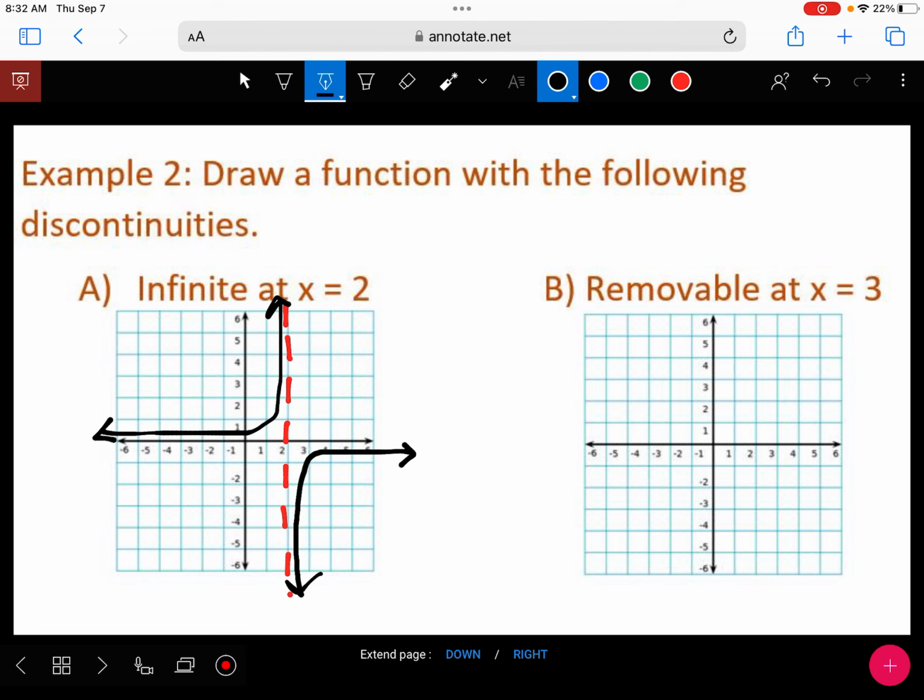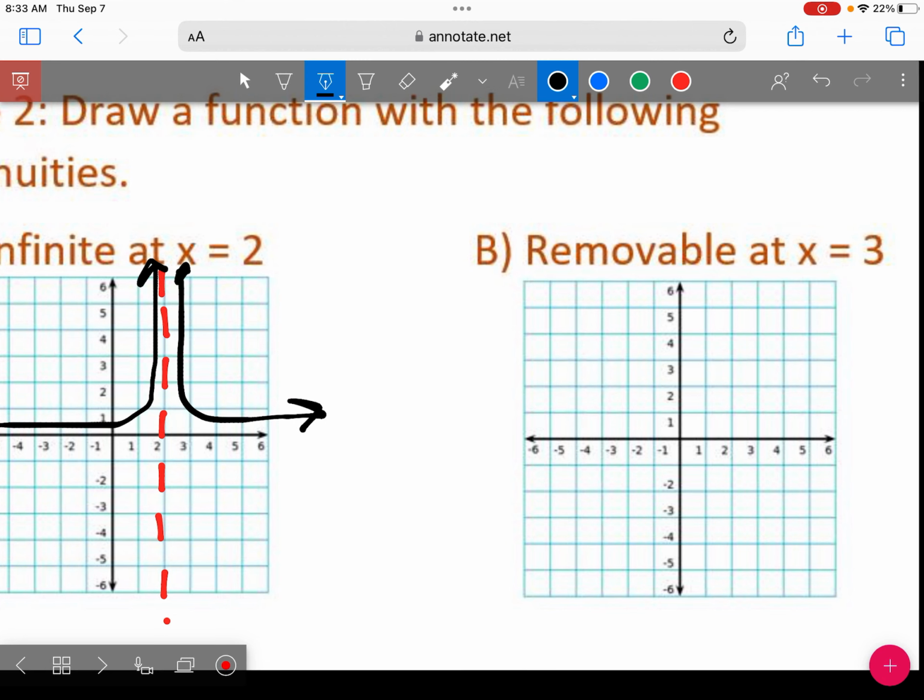That's just an example. You could also have it where they were both going up. You could also have them both going down. If you want to hold it up, I can look at it from here. That looks good. So we have to have two? I thought it was just one. You have to have two on both sides of that asymptote. And then for removable, I usually just put an open circle somewhere along x equals 3.